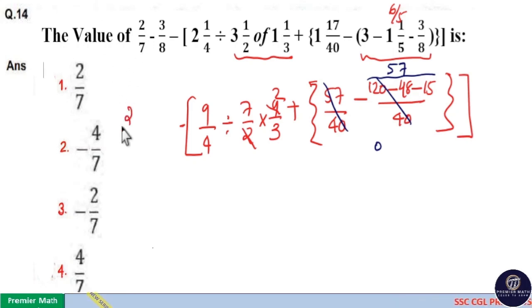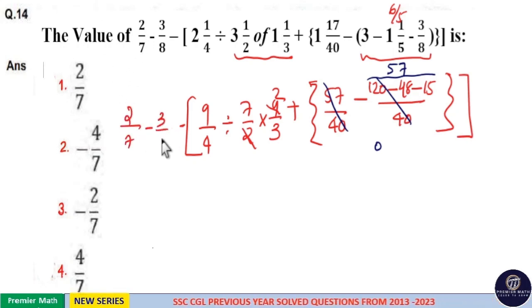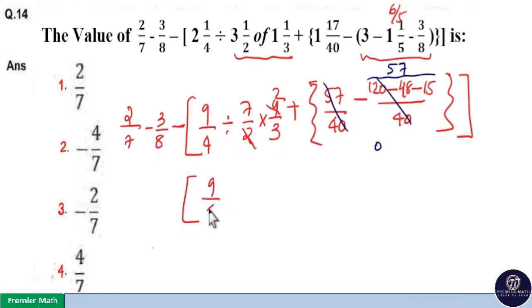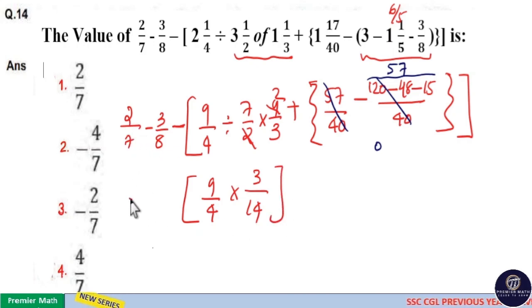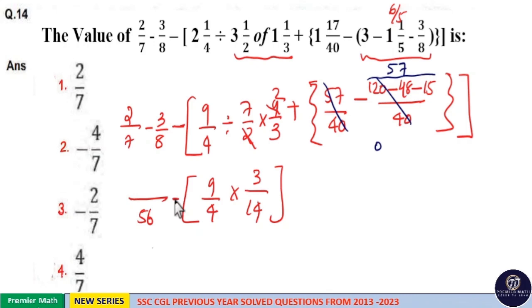Now 2 by 7 minus 3 by 8 minus, solve this remaining bracket. Here 9 by 4 divided by 14 by 3, I will write it as into 3 by 14. Here 8 into 7, 56. 56 is the LCM. Now 7 goes 8 times in 56. 8 into 2 is 16 minus, 8 goes 7 times in 56. 7 into 3 is 21.